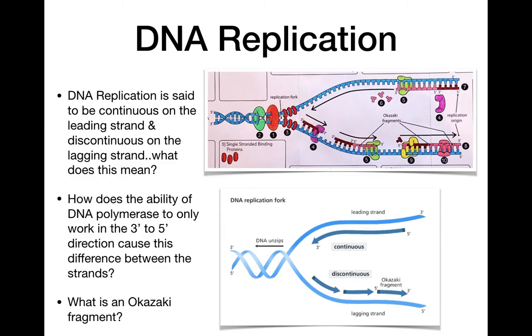These little segments or fragments are called Okazaki fragments after the scientist who discovered them. Okay? So we can see here all these separate little fragments in the discontinuous part. Okazaki fragments, you can also see them here in the foldable we looked at during the last lesson.